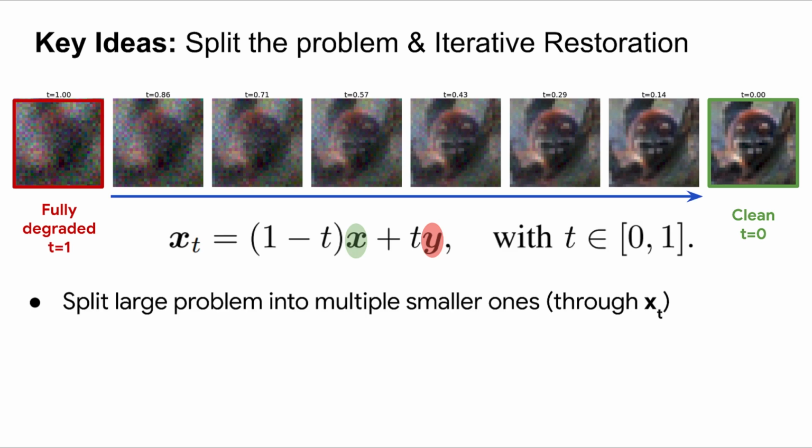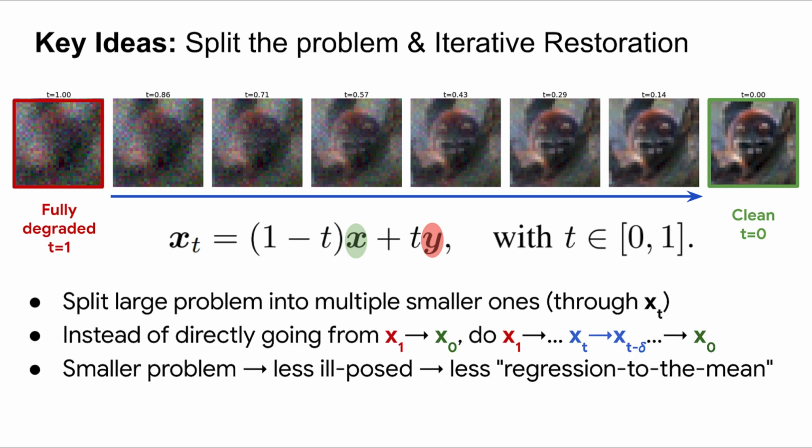This is done by defining intermediate degradations, here represented by xt, that are convex combinations of the low-quality input y and high-quality target x. xt spans from t equals 1, the low-quality input, to t equals 0, the clean, sharp target image. So instead of directly trying to do one-step reconstruction and go from x1 to x0, we move little by little through these intermediate steps. The key intuition is that each of these smaller problems will be less ill-posed, so we will suffer less from this regression to the mean effect.